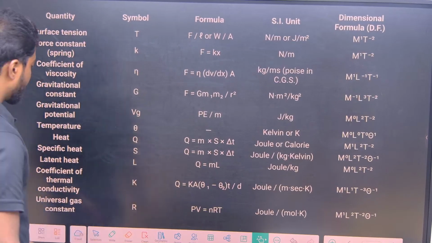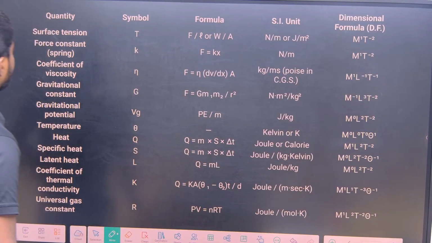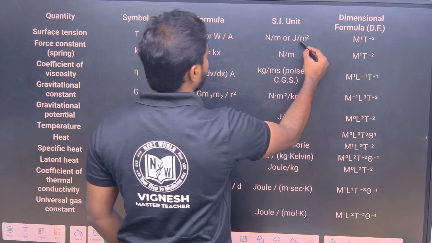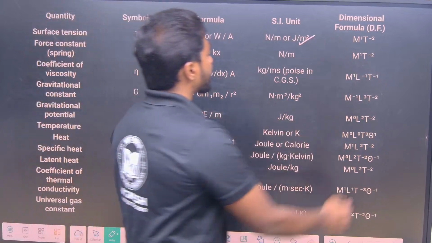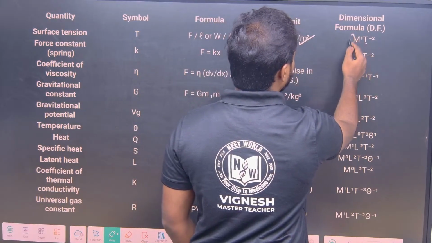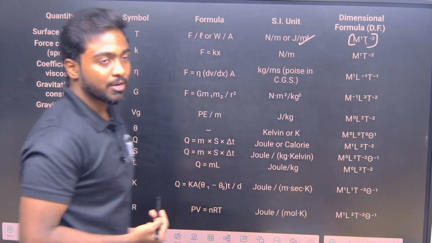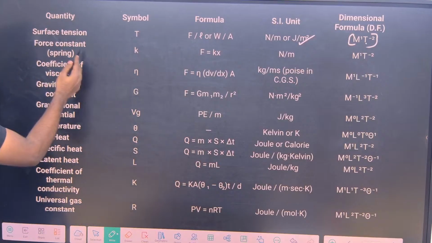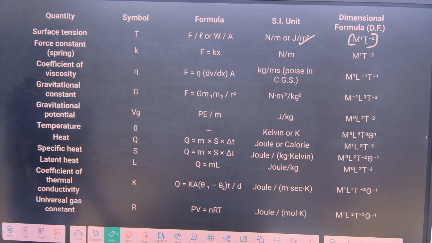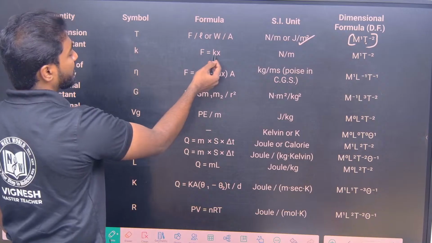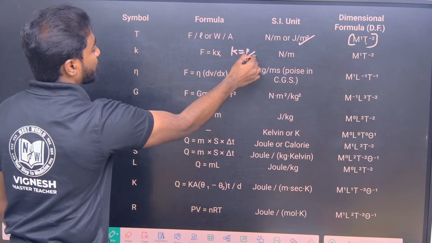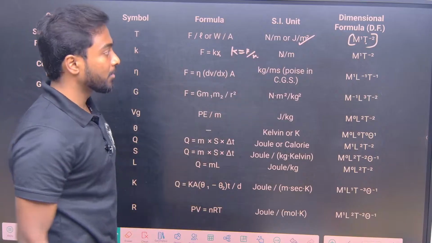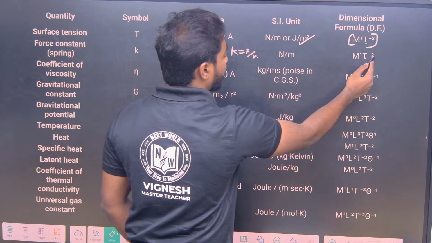So some more quantities we'll see. The quantity is surface tension. Surface tension SI unit is Newton per meter, or joules per meter square. So M power 1 T power minus 2 is the dimensional formula. Then force constant, that is K. Force constant: F equals Kx, so K equals F by x. So the unit is Newton per meter, and M power 1 T power minus 2 is the dimensional formula.